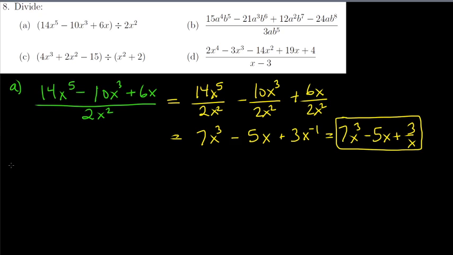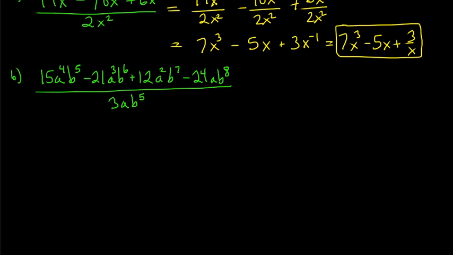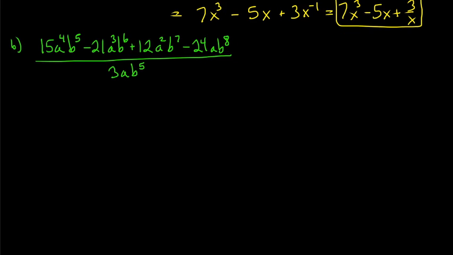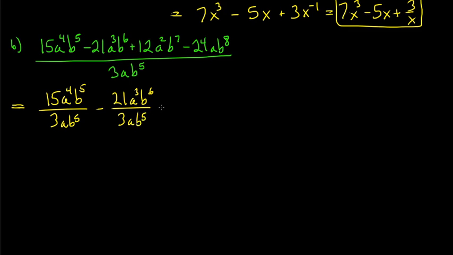Okay, so part B is done pretty much the same way. And I know a lot of you can probably just do this in your head, but I'm going to do it step by step here. I'm going to split this up: 15a to the 4, b to the 5, all over 3ab to the 5, minus 21a to the 3, b to the 6, over 3ab to the 5, and then plus 12a squared b to the 7 over 3ab to the 5, minus 24ab to the 8 over 3ab to the 5.